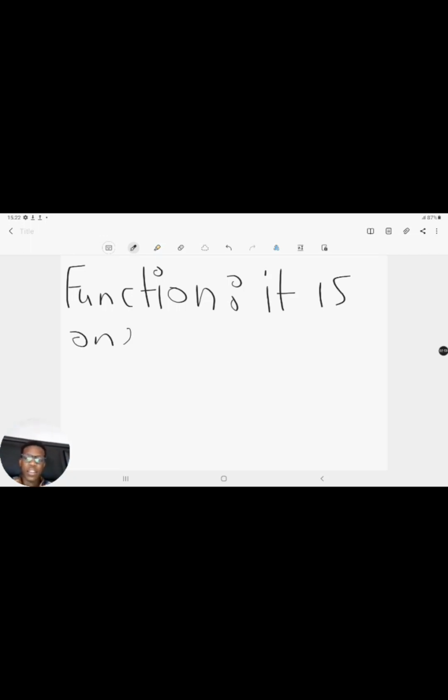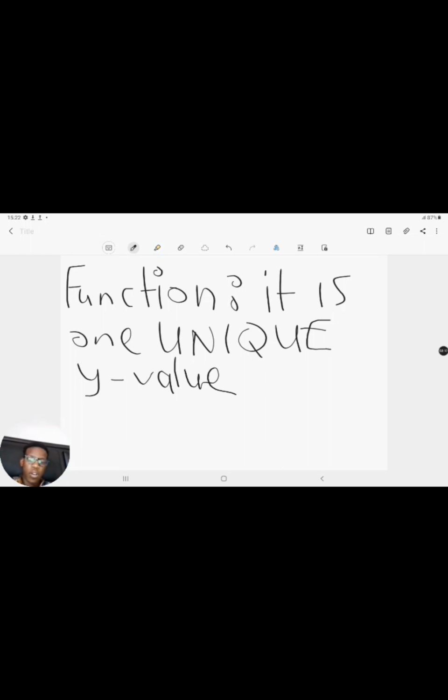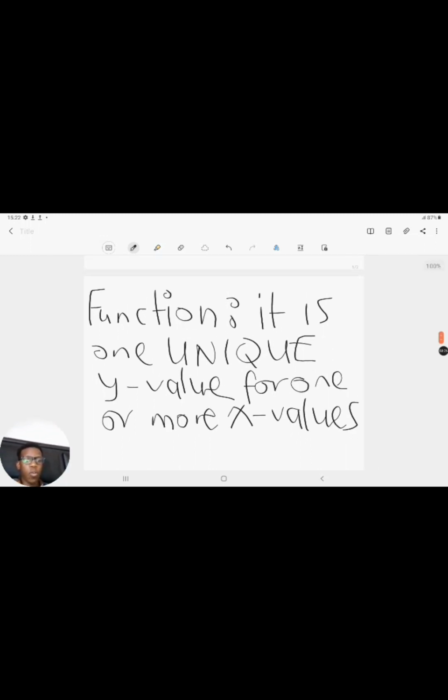The main characteristic of a function is that it has one unique y value for one or more x values. One unique y value for one or more x values.